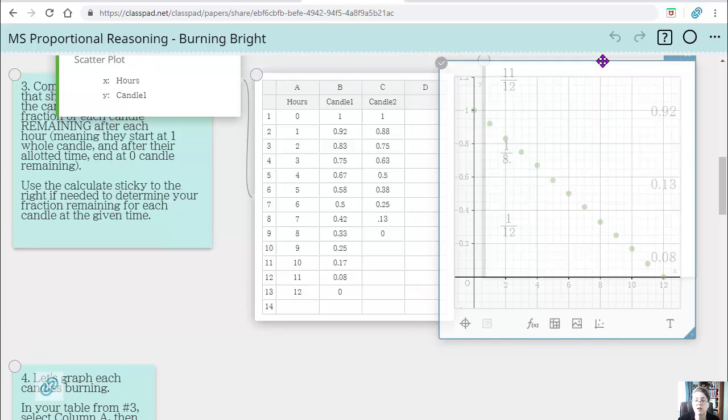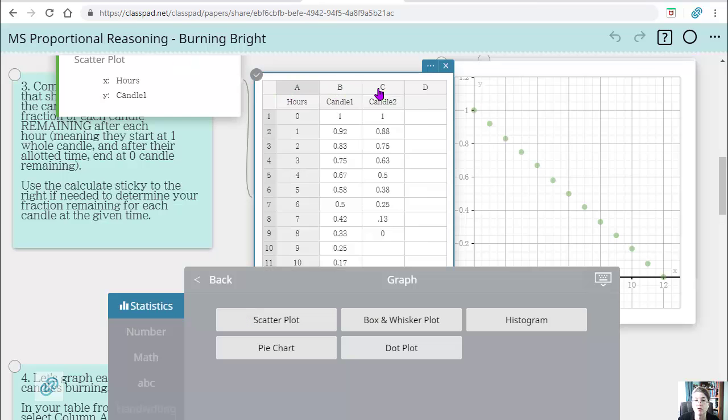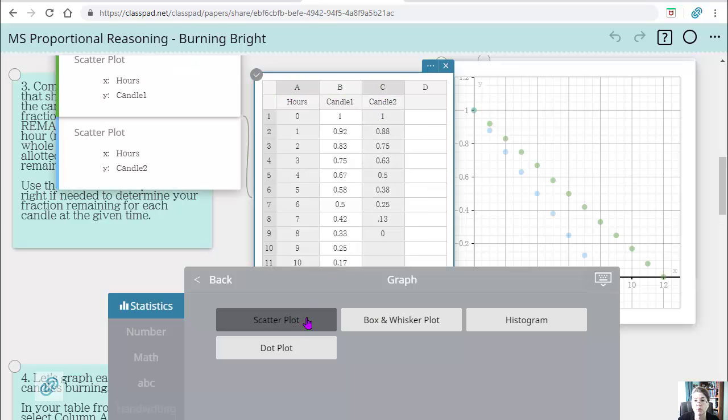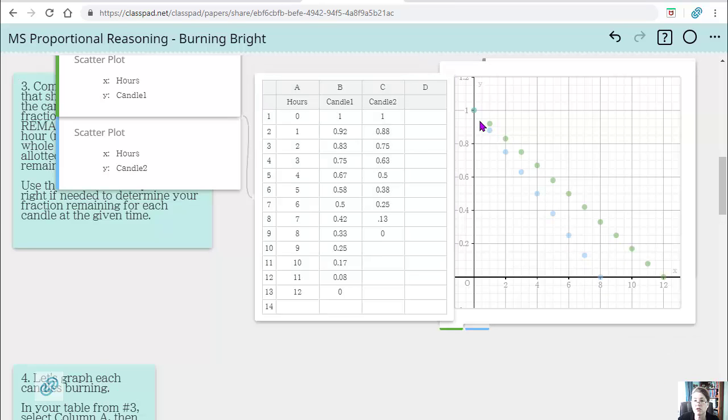So if you see, it's a constant rate, right? Because it's burning 1/12 per hour. So this is what the first candle looks like, constant rate. And what do we already know about candle 2? It's burning faster, so it should have a different slope, right? It should be burning faster. So let's compare that, and hopefully that's going to give us a nicer color here, blue. So you can see it's going much faster.